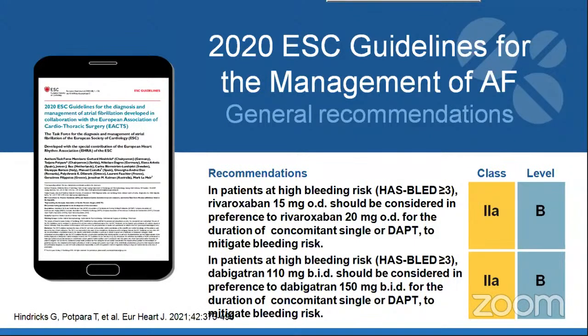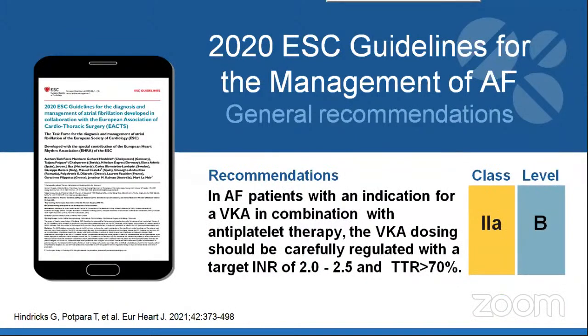In patients at high bleeding risk, dabigatran 110 milligrams BID should be considered in preference to dabigatran 150 milligrams BID for the duration of concomitant single or double antiplatelet therapy to mitigate bleeding risk. This is also class 2A, level of evidence B.